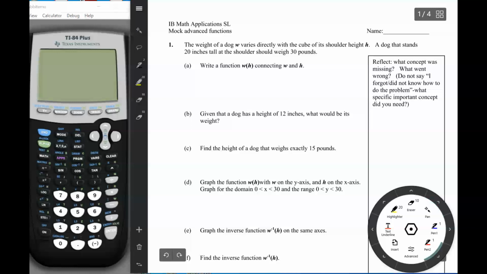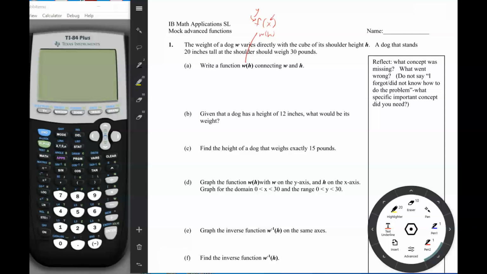So remember that this notation W(H) corresponds to the function notation f of x. So remember that f corresponds to y and x corresponds to the input variable x. So if I say that h is in the parentheses, that means h corresponds to x, and if I say that w is outside the parentheses, it corresponds to y.